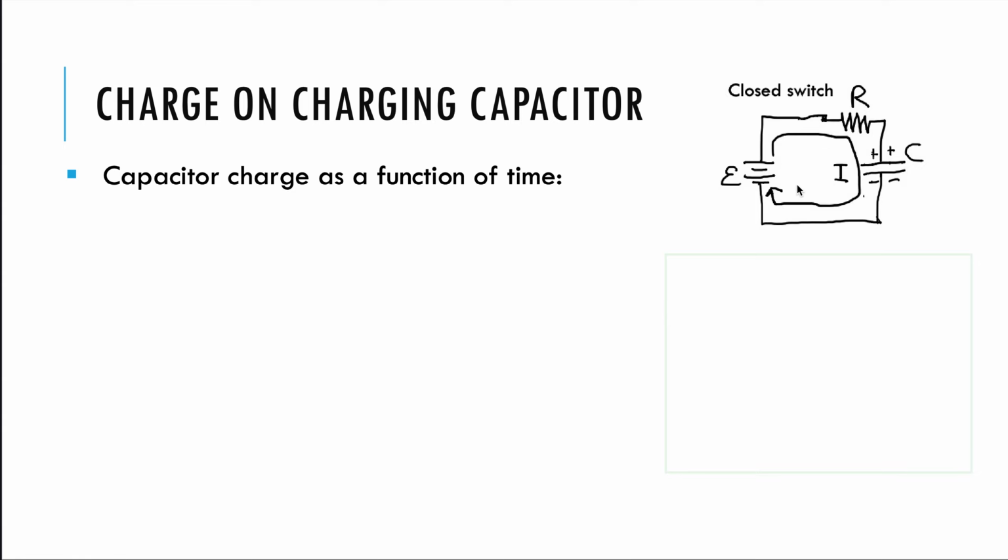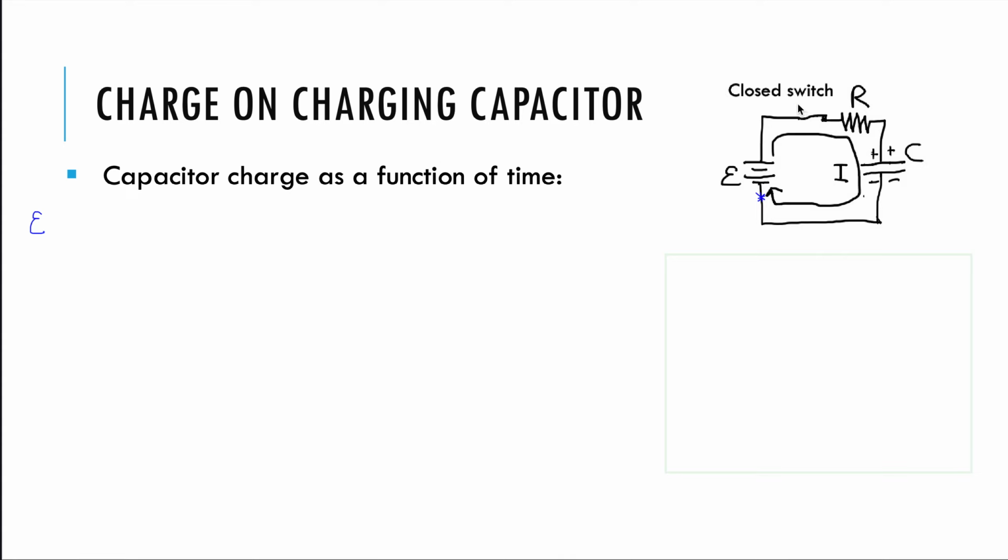loop here, and we're going to use Kirchhoff's loop rule that says that the sum of all the potential differences around a closed loop is equal to 0. So let's start right here, and let's look at the potential differences as we go across. First, we're going from the negative to the positive terminal of the battery. That's a positive E, plus E.